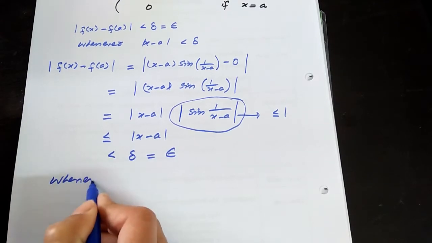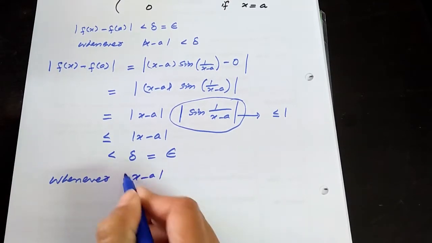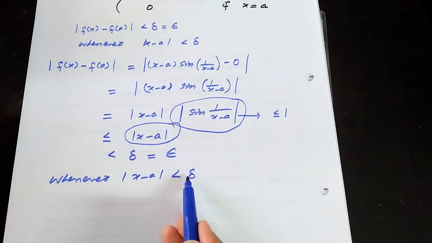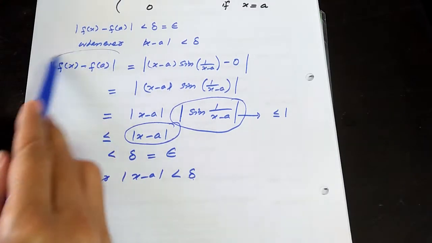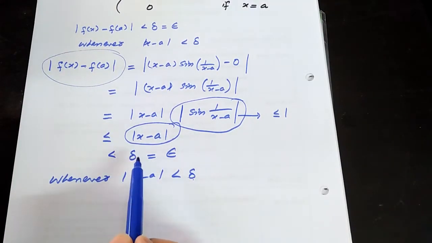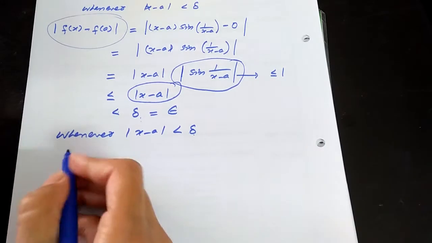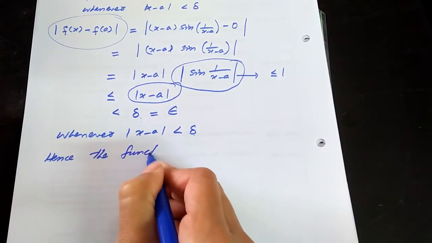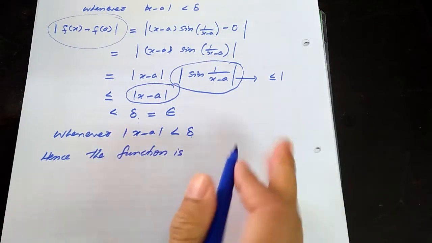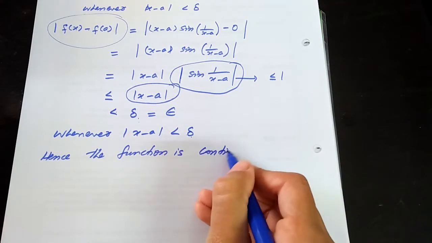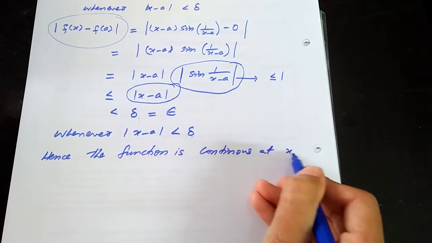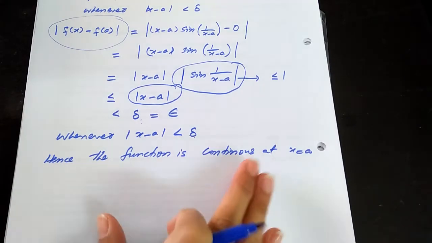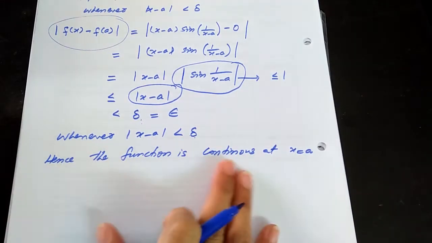Whenever mod of x minus a is less than delta, this whole thing is less than delta. Hence the function is continuous at x equals a. Now our first part is solved. Now we need to prove whether it is differentiable or not.